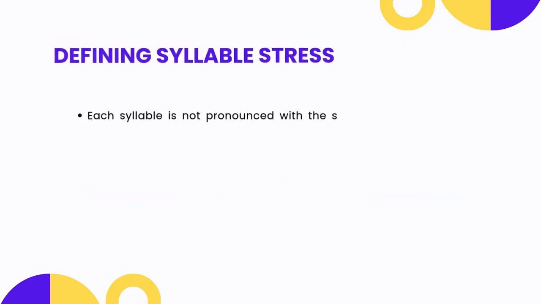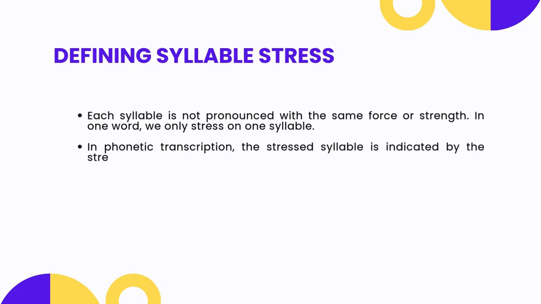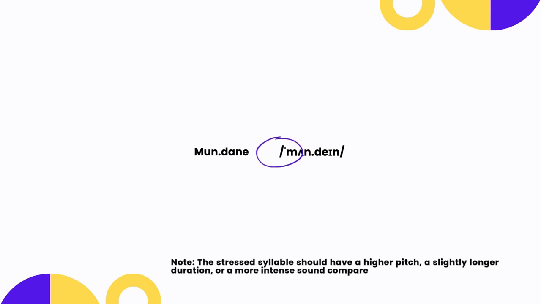Defining syllable stress. Each syllable is not pronounced with the same force or strength. In one word, we only stress one syllable. In phonetic transcription, the stressed syllable is indicated by the stress symbol, just like in the example here. This symbol appears just before the syllable that requires emphasis. Please take note that when pronounced, this syllable should have a higher pitch, a slightly longer duration, or a more intense sound compared to the other syllables.